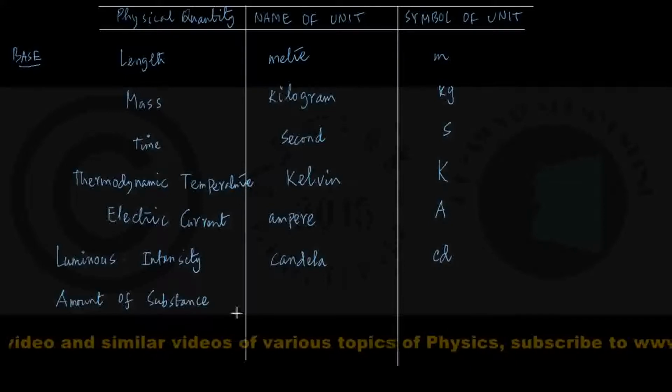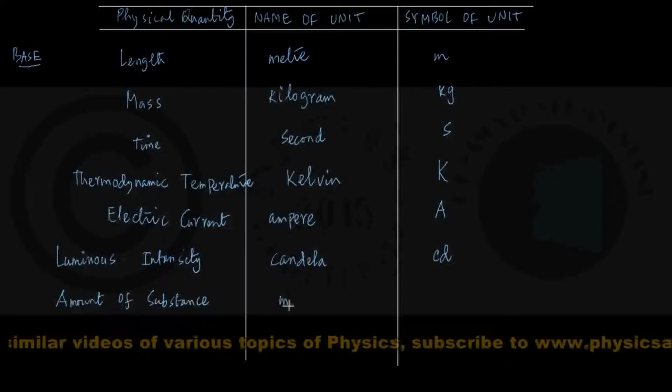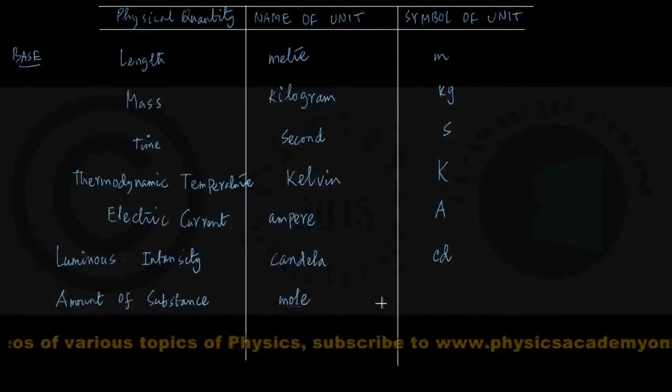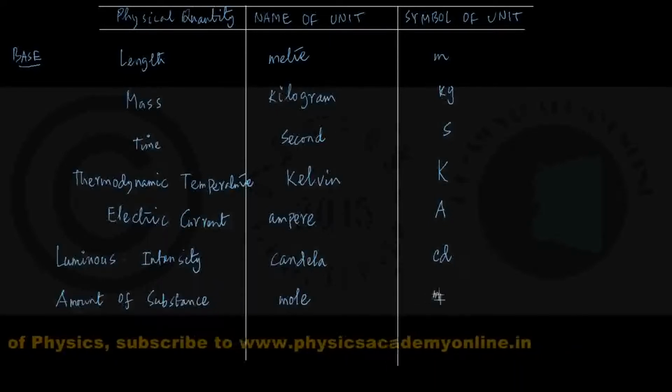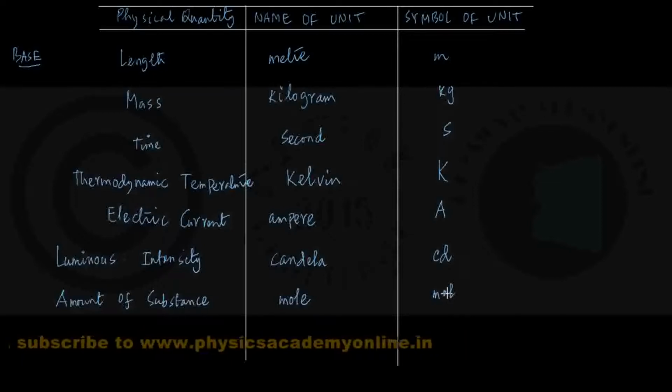The unit is called mole. And the symbol is just get rid of the E at the end and you call it simply mol. So you see not much difference between the full name mole and the symbol, that is mol. Okay? Now these are the seven base quantities.